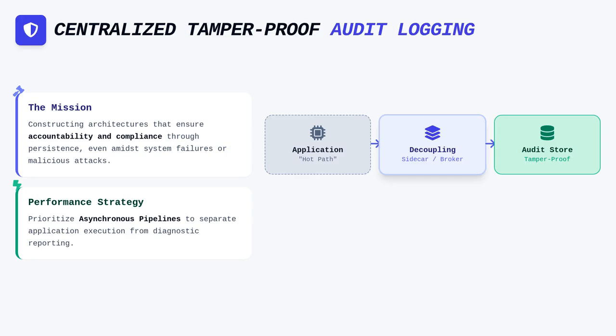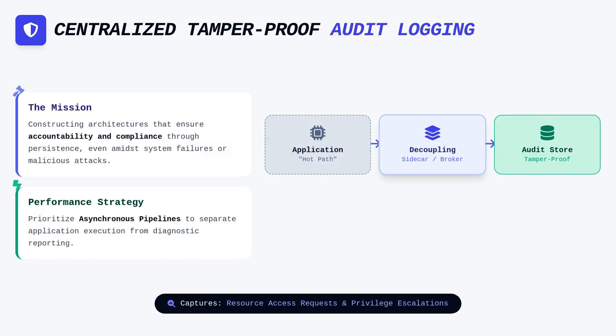This decoupling is essential when dealing with granular event data, such as resource access requests or privilege escalations, which must be captured without introducing latency into your hot path. When logs are processed asynchronously, the trade-off is the potential for minor delivery delays, but this is a manageable cost compared to the risks incurred by synchronous I/O blocking.